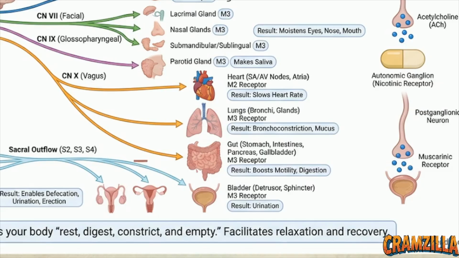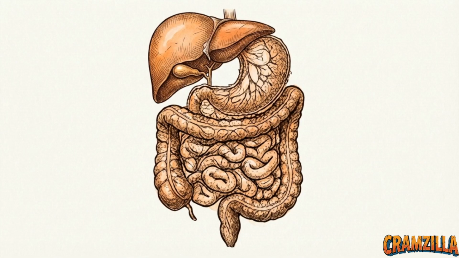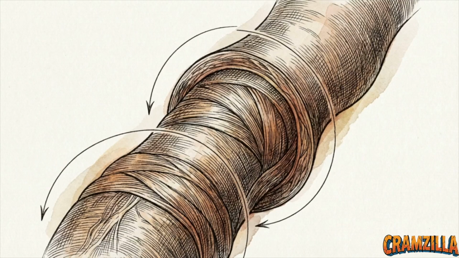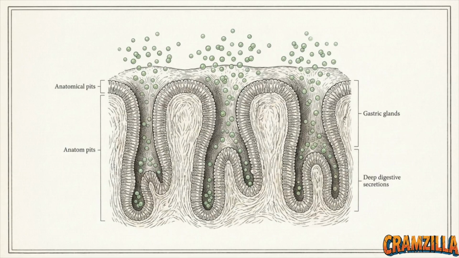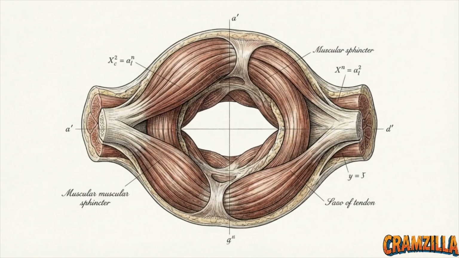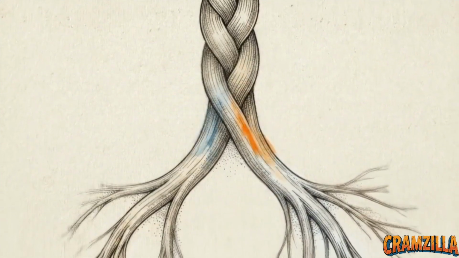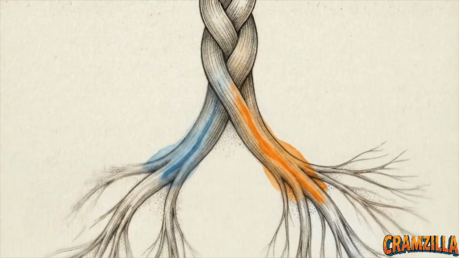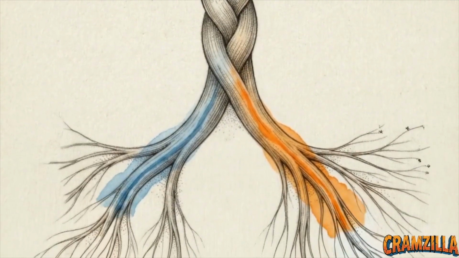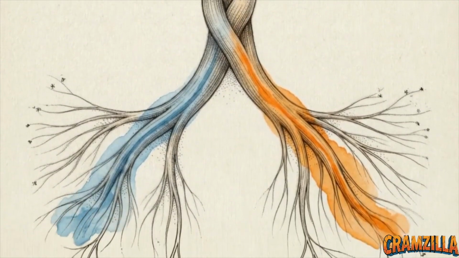The final major vagal branches deliver routing to the gut. Across the stomach, intestines, pancreas, and gallbladder, M3 receptors dominate the landscape. This triggers an upregulation of the gastrointestinal tract. Smooth muscle motility accelerates, acid and digestive enzymes spike, bile is released, and the internal sphincters relax. The vagus nerve operates as a master split cable. It downregulates cardiovascular output using M2 receptors, while simultaneously upregulating respiratory and digestive function through M3.